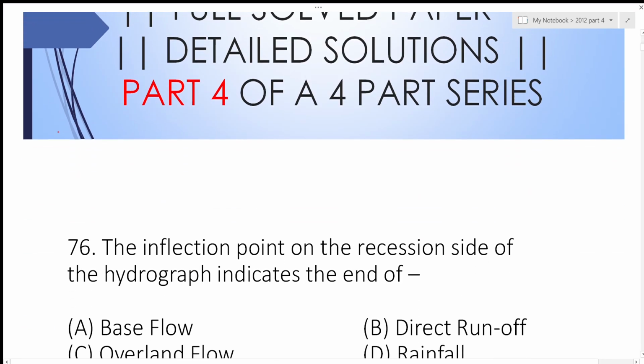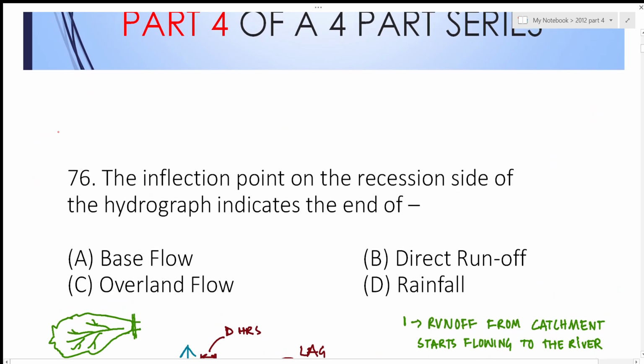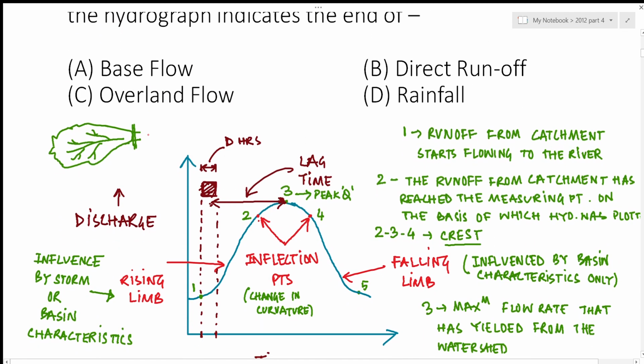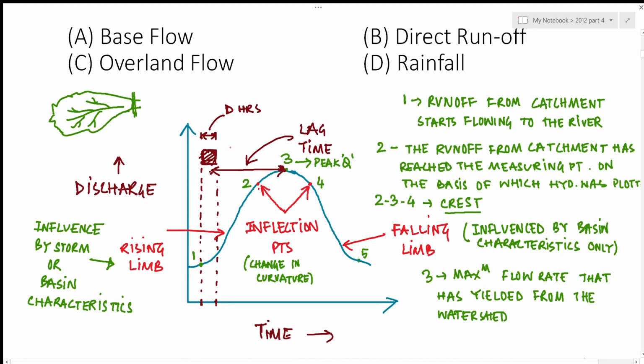First question here is: the inflection point on the recession side of the hydrograph indicates the... Now let's look into the basic parts of a hydrograph. This is the basic part of the hydrograph where the y-axis indicates the discharge and the x-axis indicates the time in hours.